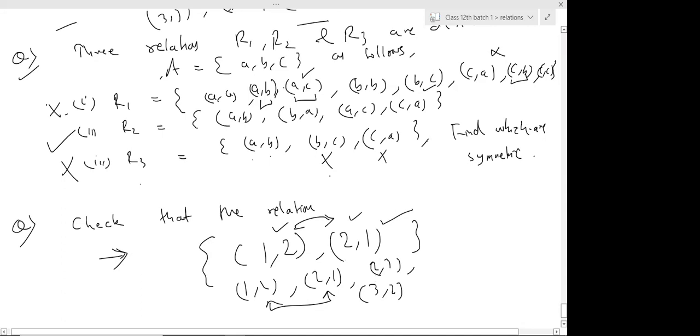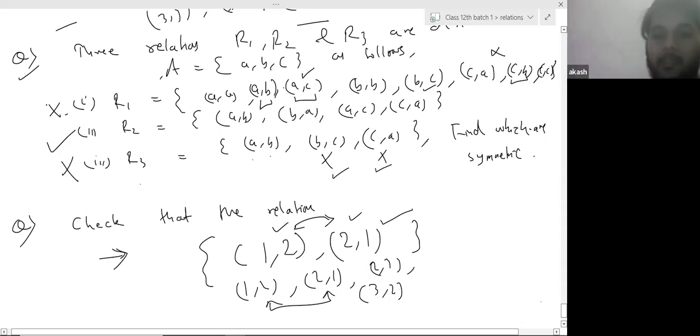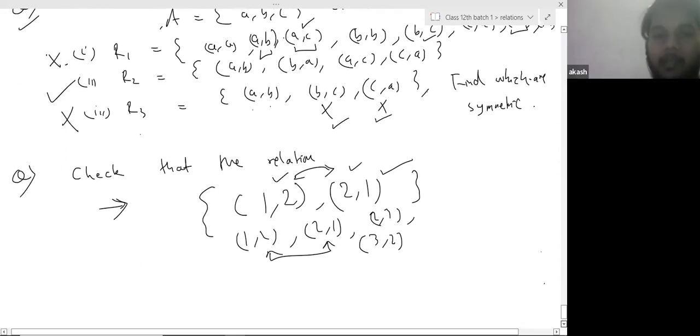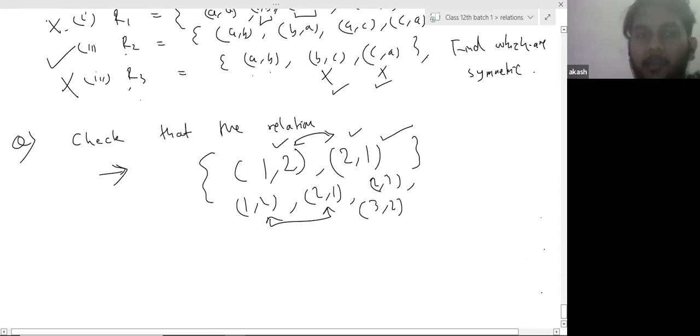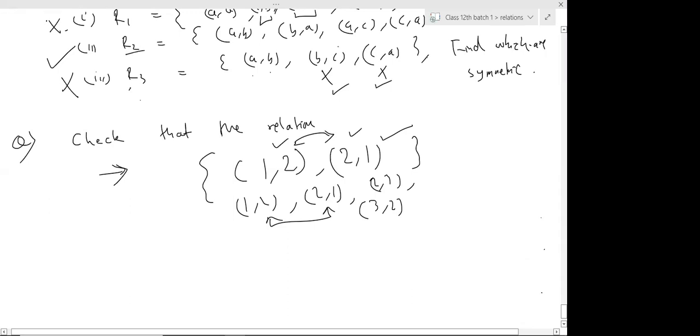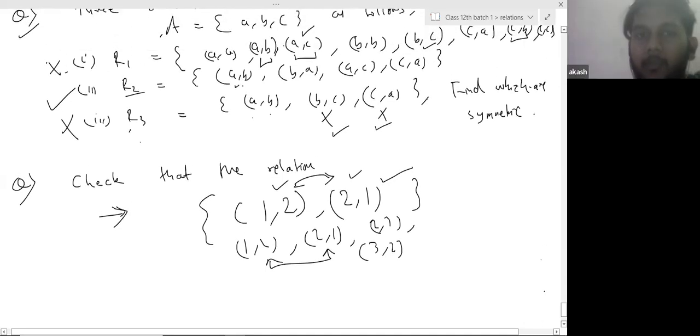You never have to check for the other elements if you get one bad element. So for B element, it's not there, right? BC is not there. Second one. In R3, are you saying, or second R2? In R2, which is not there, see, A comma B is there, so B comma A must be there. Yes, the pair is here. A comma C is there and C comma A is there, so this is a pair.